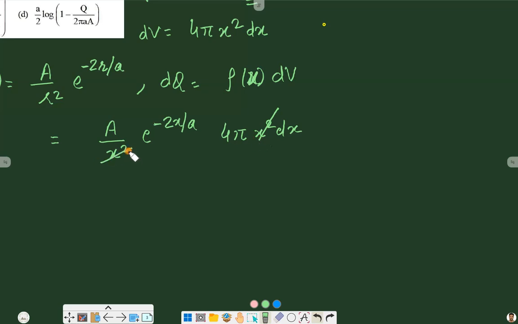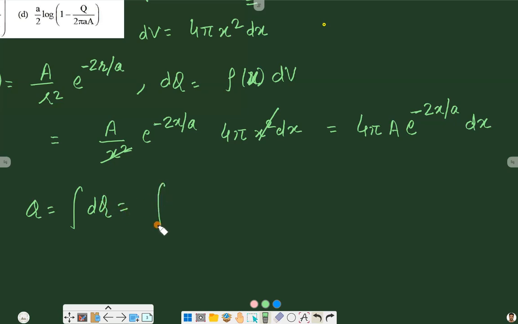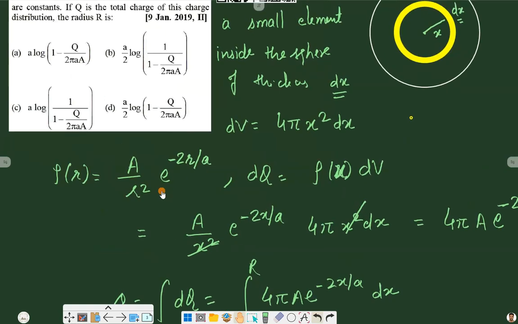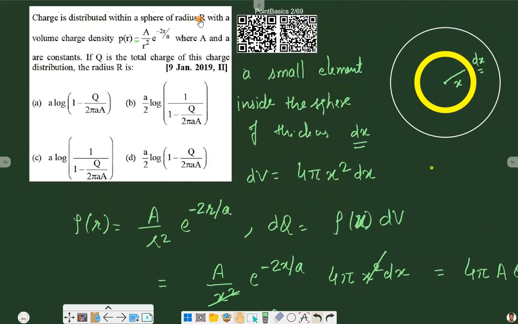dx. This x square gets cancelled, and we will be left with 4 pi a e raised to power minus 2x by a into dx. Now we will find the total charge, and the total charge we can find by integrating this value of dq. So q will be equal to the integration of dq, which is the integration of 4 pi a e raised to power minus 2x by a dx, and limits will be 0 to r, because we are considering that the radius of this sphere is r, and it is also mentioned as r.